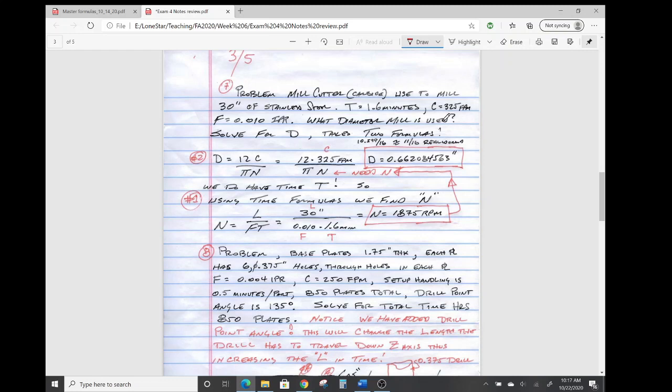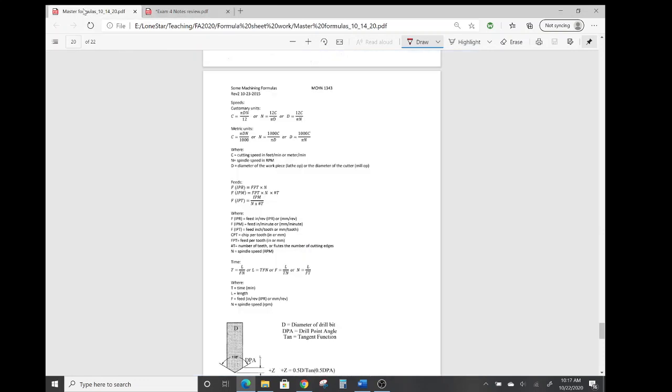Well, okay. We go over and look at our diameter formula in our master formula sheet. We're given cutting speed, so we're going to use this right here. The diameter is 12 times the cutting speed divided by pi divided by n.